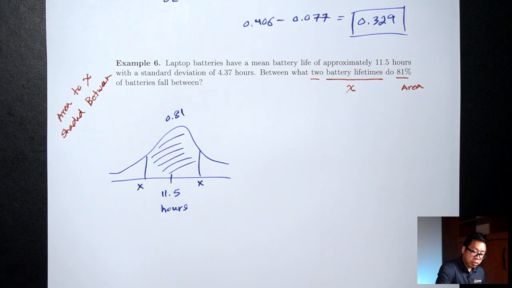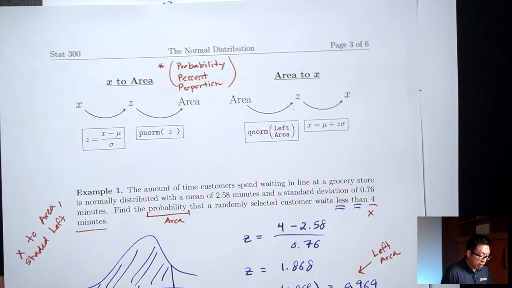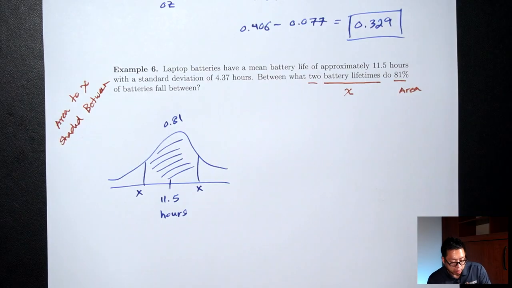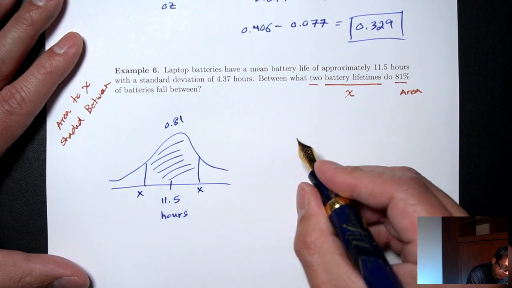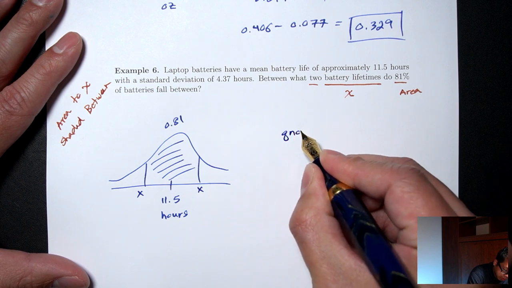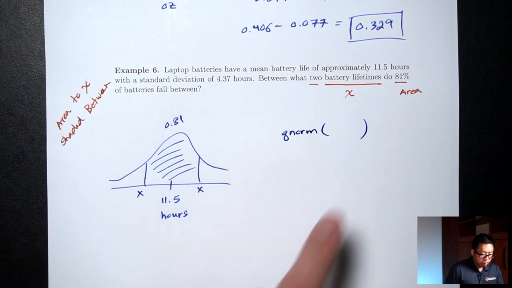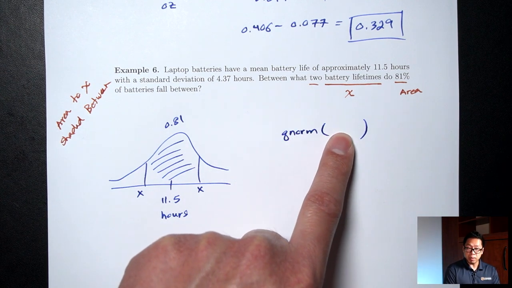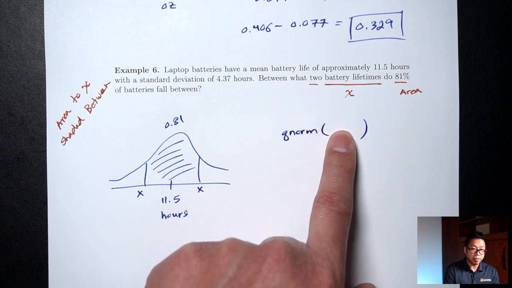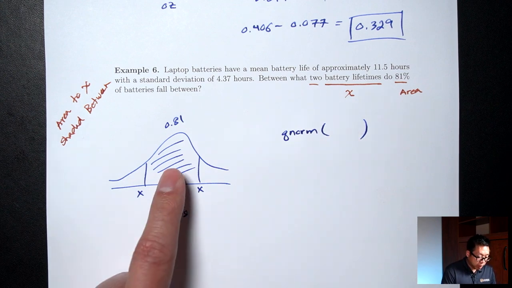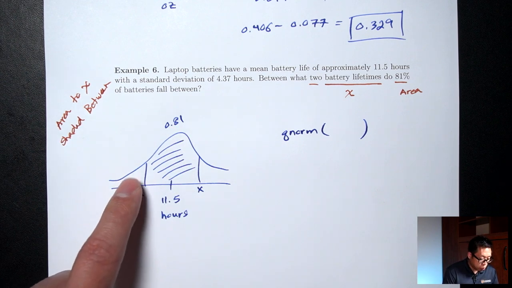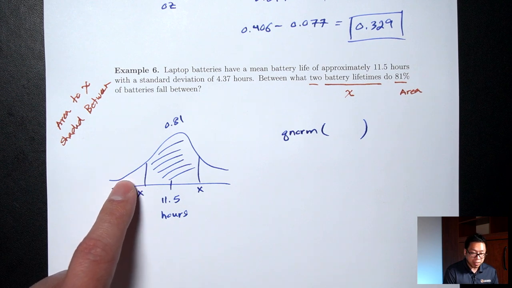Okay, so for an area to x, our first step is q norm, the left area. What goes inside? Q norm the left area. So we have to q norm and plug in the left area of the picture. Left area of the picture is not 0.81. 0.81 is this area in the middle. Left area is this white one to the left here. So I have to find that area to plug into q norm.